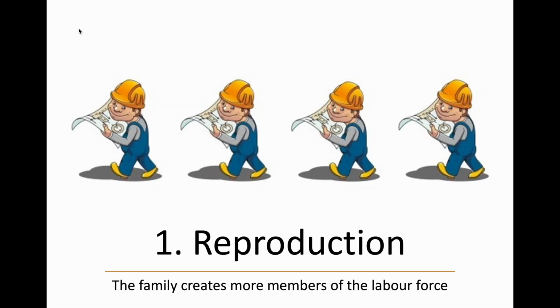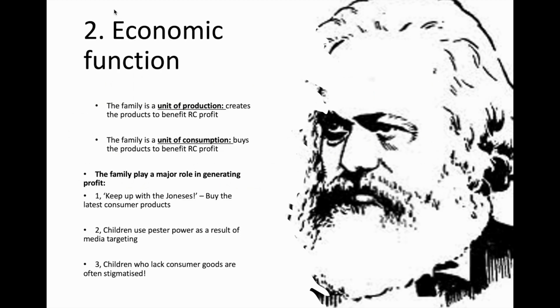So reproduction: the family creates more members of the labour force. That's one of the roles of the family. It also has an economic function. The family used to be a unit of production, but now it's mainly a unit of consumption. So rather than making stuff, we mostly buy things, and that is how we make profit for the bourgeoisie. And the family is one of the main institutions which allows the generation of profit for the bourgeoisie. How?